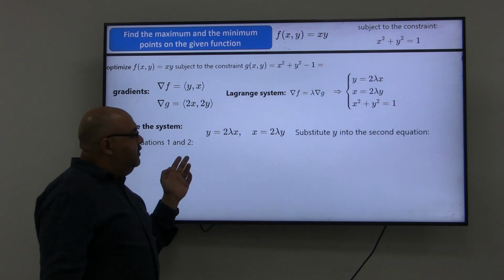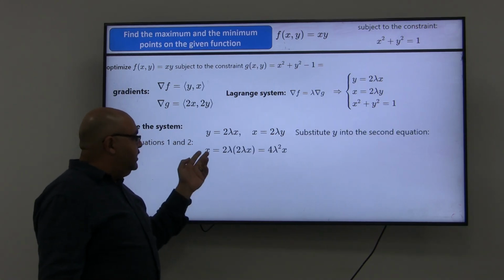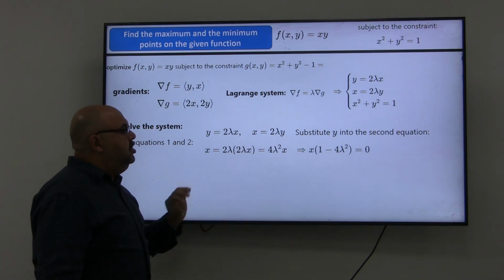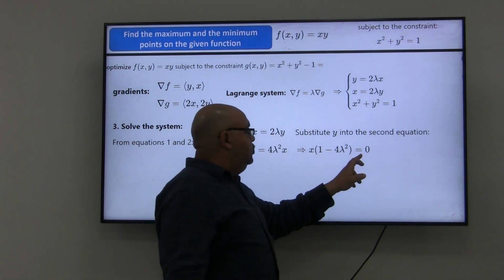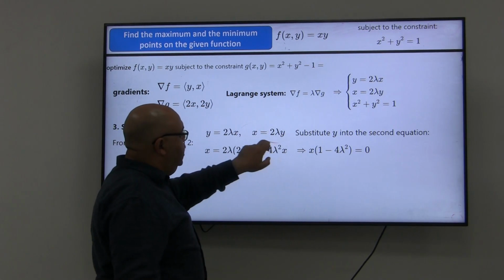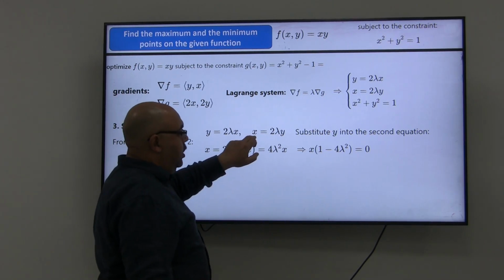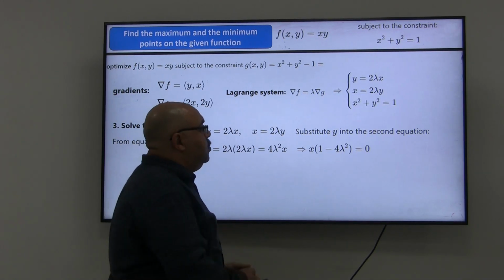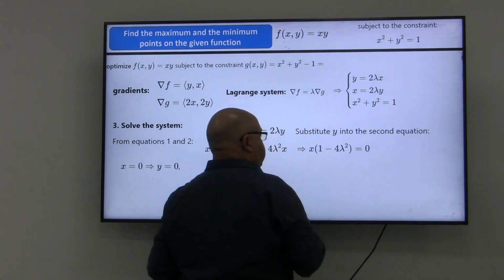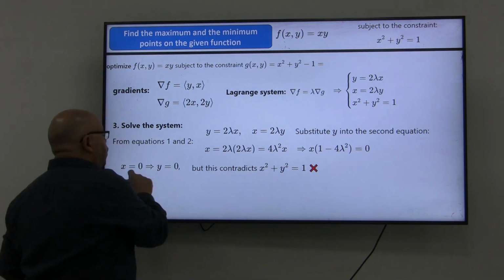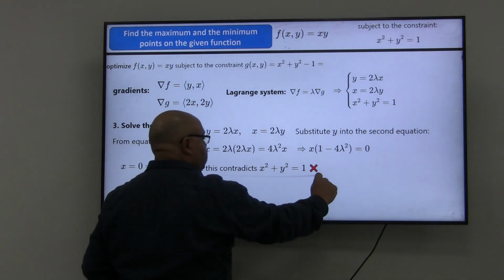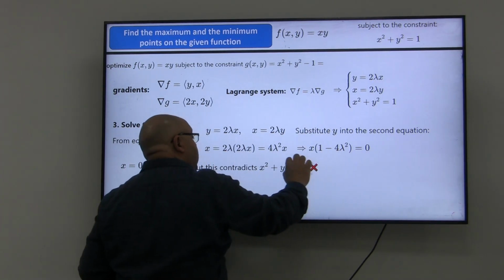From this relation, I can find that x is equal to 4 lambda squared x, and then I will study each option. Either x is equal to 0, and if x is equal to 0 and you substitute in here, y is going to equal 0. If x is equal to 0 and y is equal to 0 and you substitute in the condition, it will be a contradiction. So I will reject it.